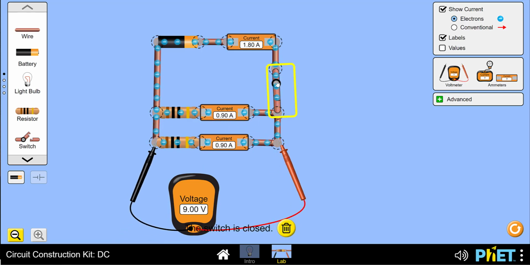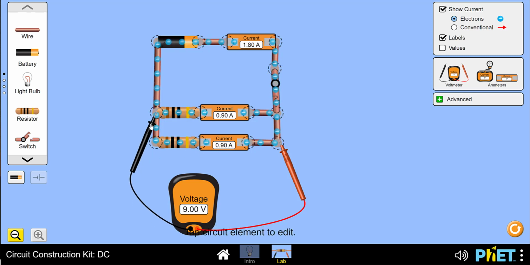When we switch the switch on, we see that we have a current of 1.8 amps flowing through the battery, and 0.9 amps flowing through each individual resistor. So this is because the current splits when it reaches the junction, and because the resistors are the same size, half of the current goes through each branch.